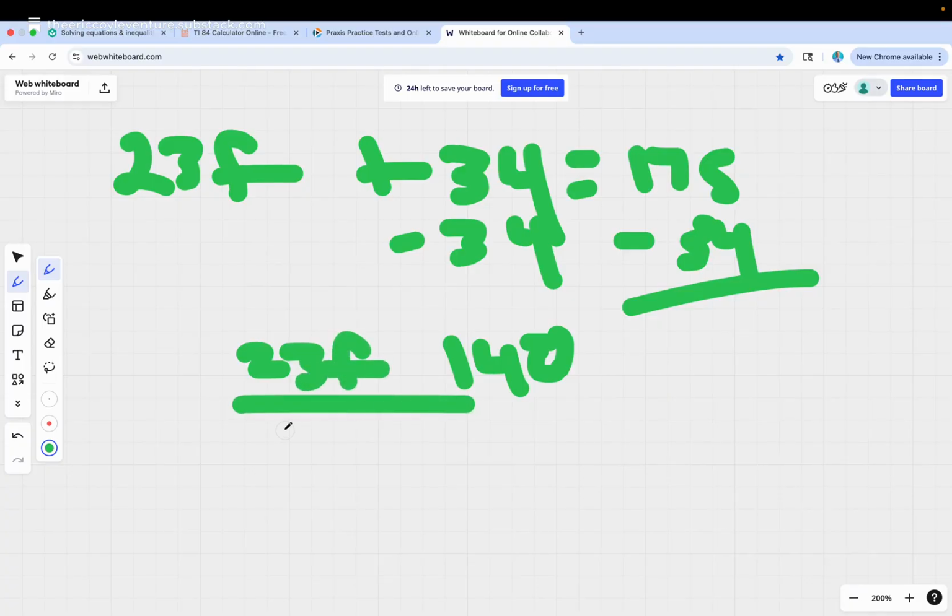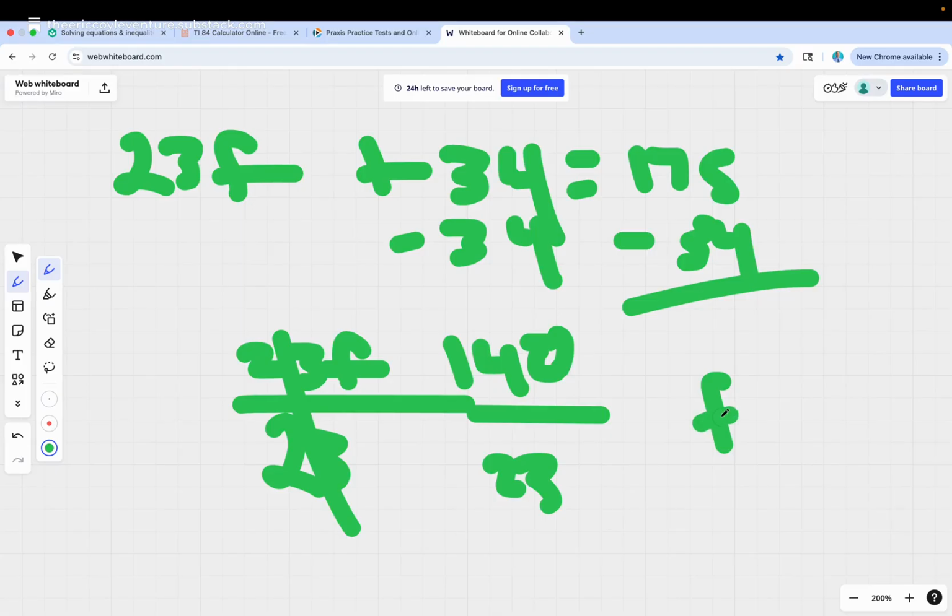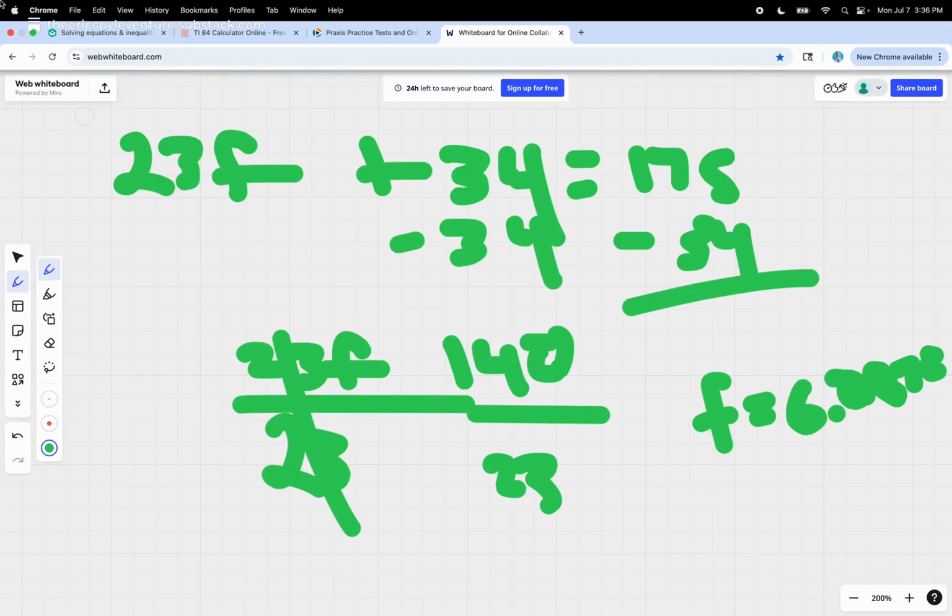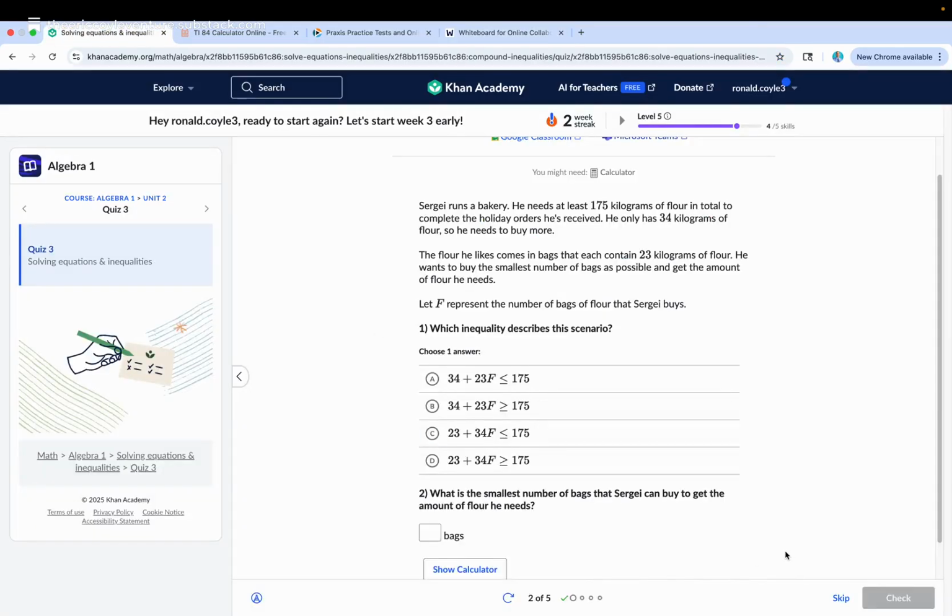23F, and then okay, so 140 over 23. Okay, so this is saying F equals 6.0870. I apologize for the writing, but all right, let's come over here and take a look at the question now.